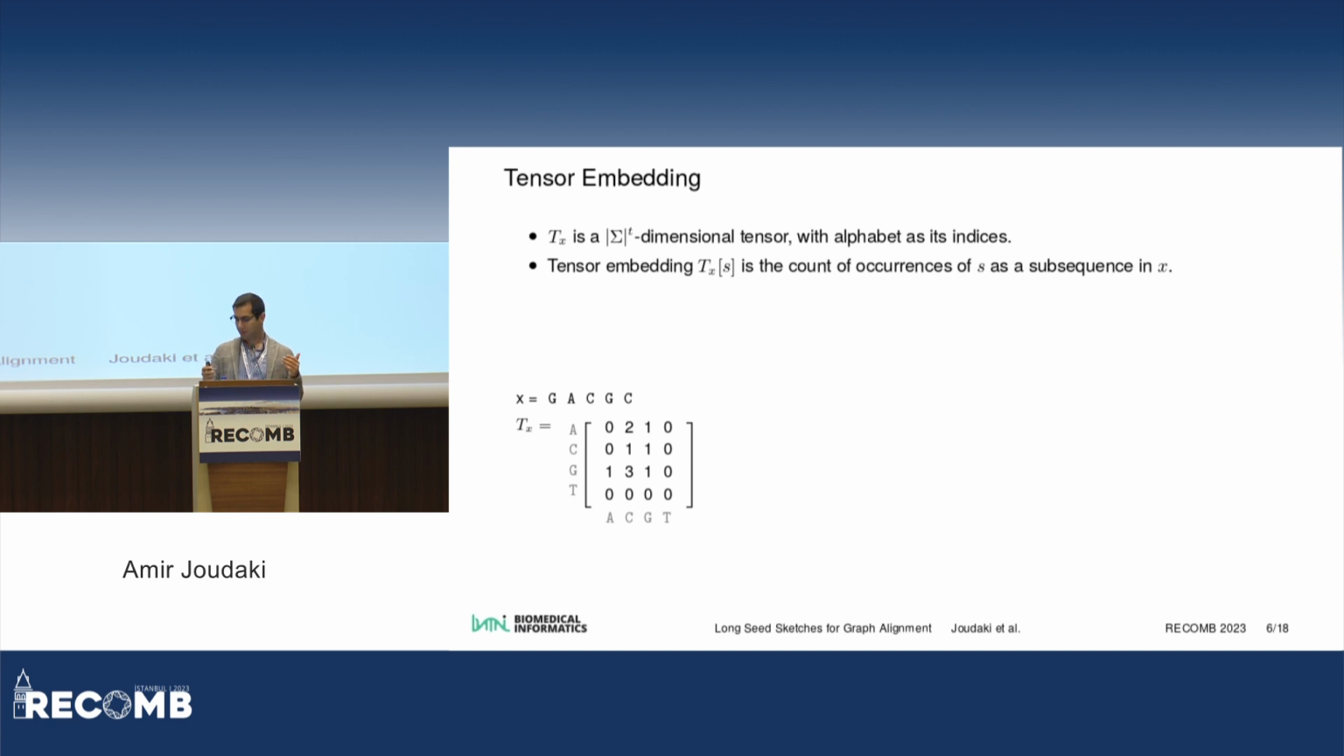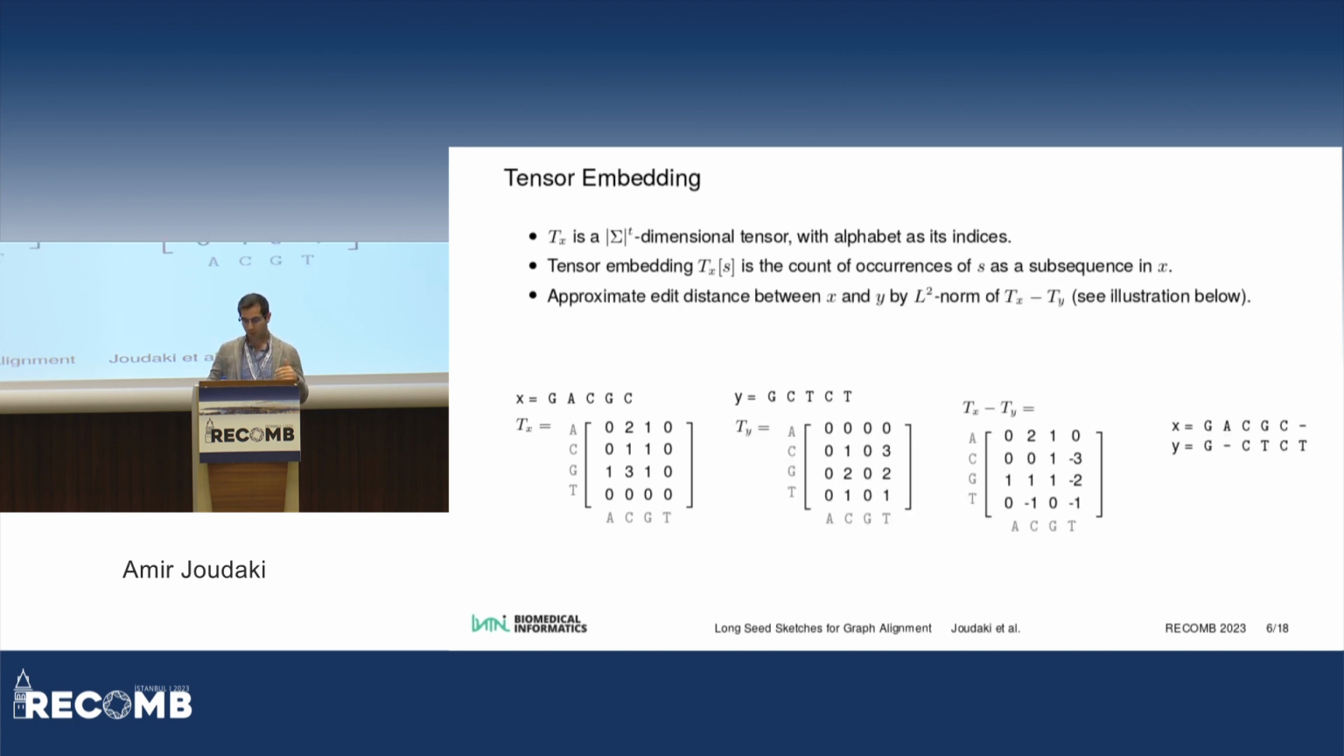For example, in this X, you can see the row A and column C. These correspond to 2 occurrences. There's one A appearing before C here, and then one appearing before C here. The second one is not contiguous, which is the reason that it has a high tolerance to indels. And that's what we want the method to have.